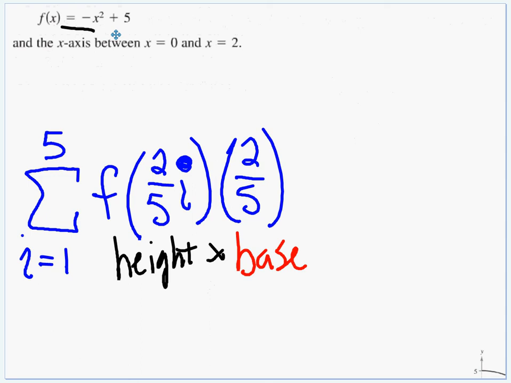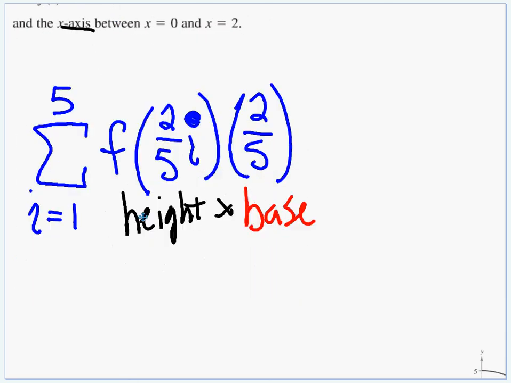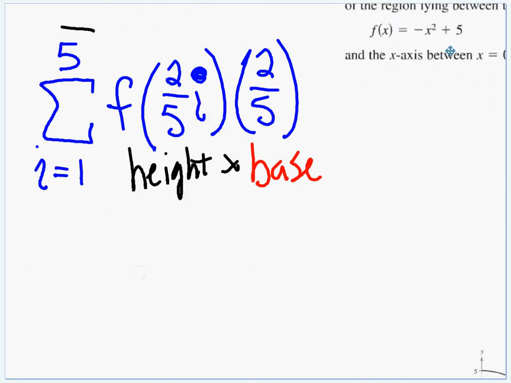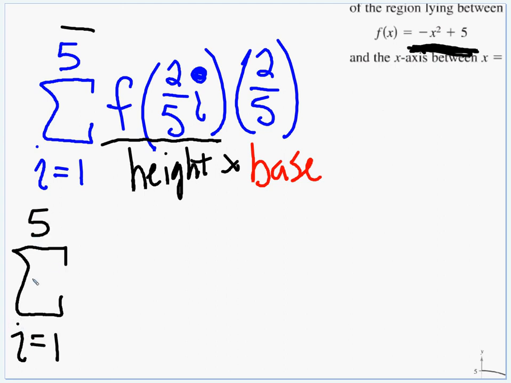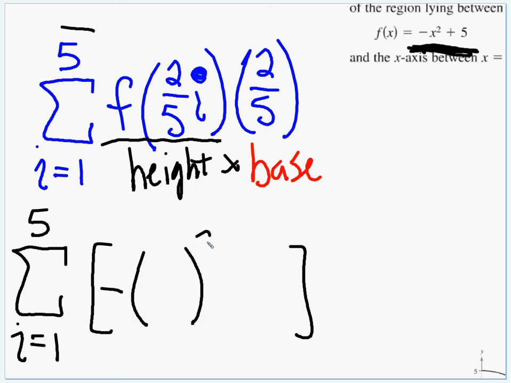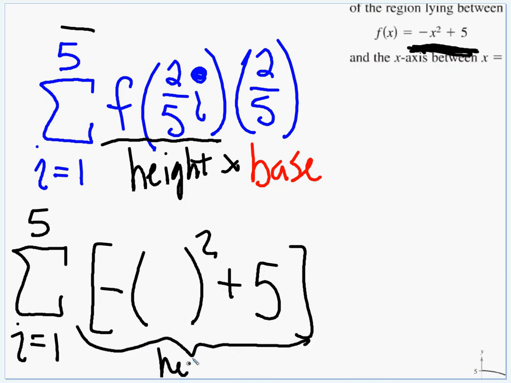Now, this is where some students run into confusion. We are going to make the jump actually into the function. This is function notation, f of. This is our function up here. So we're going to make that jump into the function. We're going to have our summation from I equals 1 to 5. Now our function, I'm going to put a set of brackets here, is negative x squared plus 5. So this is going to be the height of the rectangles.